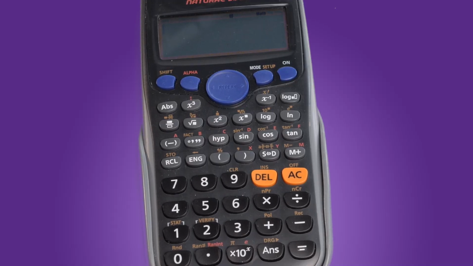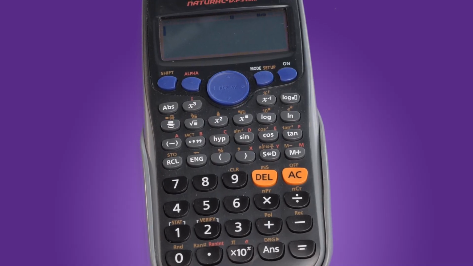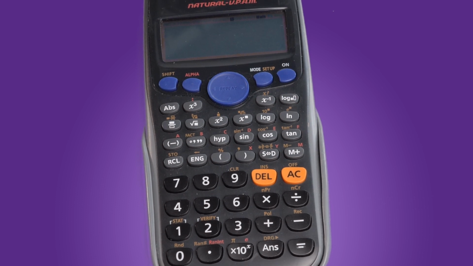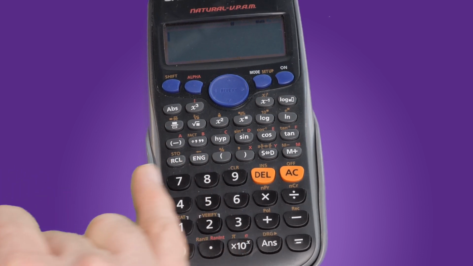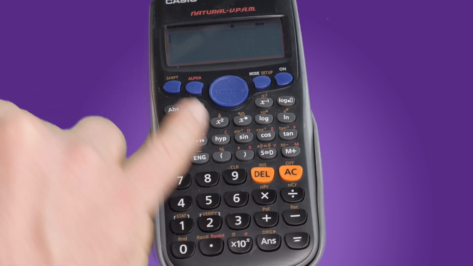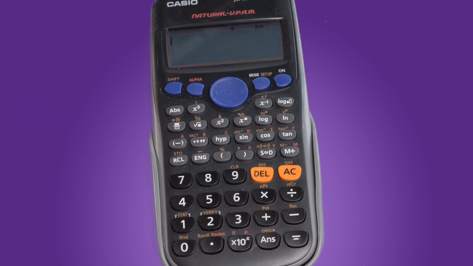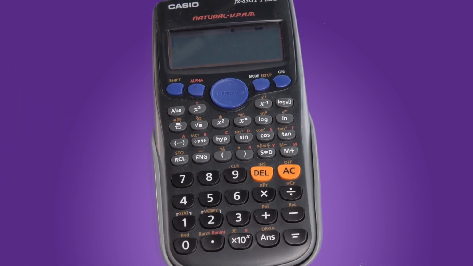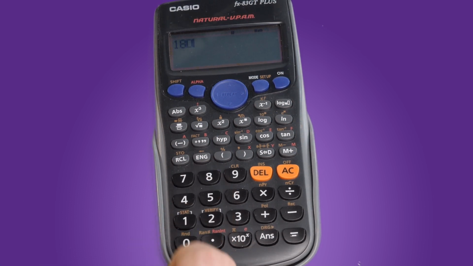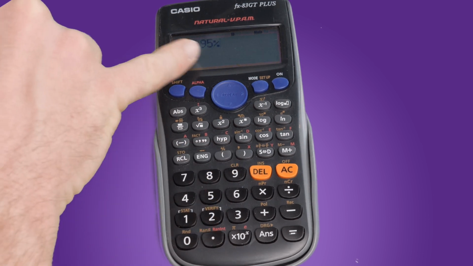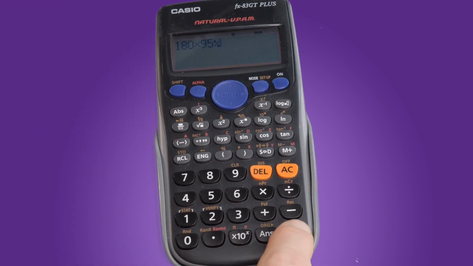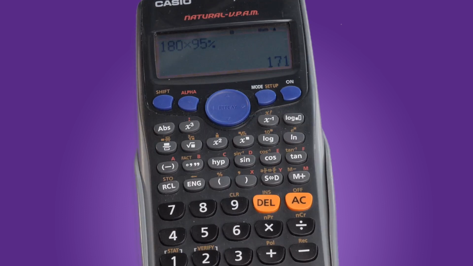In order to use a calculator to work out percentages, we need to know where the percentage button is. This can vary on different calculators. On this one here, it's just over the open bracket. It's written in orange, which means that we need to press Shift first before pressing it. For instance, if we wanted to find 95% of 180, we would do 180 times 95 Shift percentage. This gives us the percentage symbol there. We can press equals to give us 171. 171 is 95% of 180.